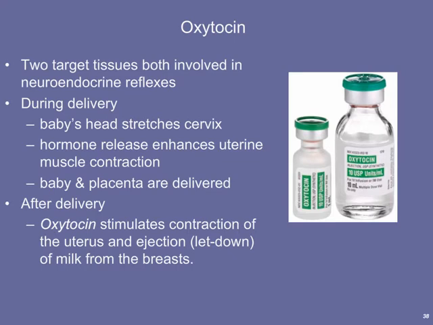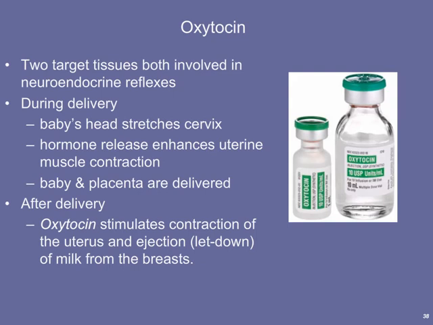Now let's take a closer look at the hormones produced by the posterior pituitary. Remember that these hormones are actually made in the hypothalamus and stored in the posterior pituitary. One of these hormones is the hormone oxytocin, otherwise known as Pitocin. The target tissues for oxytocin are going to be the smooth muscle within the uterus and also within the mammary tissue. During labor and delivery, it is oxytocin that stimulates the uterine muscles to contract. And after delivery, oxytocin is responsible for what's called the milk letdown reflex.